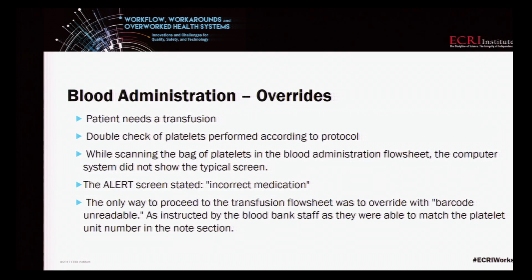Situation 3, blood administration, overrides again. So in this case, a patient needs a transfusion. There was a double check of the platelets performed according to protocol. But while scanning the bag of platelets in the blood administration flow sheet, the computer system did not show the right screen. And instead, there was an alert that said incorrect medication. So in this case, the only way to proceed to the transfusion flow sheet was to override with, quote, barcode unreadable, as instructed by the blood bank staff as they were able to match the platelet unit number in the note section. So in other words, an override to get the work done.